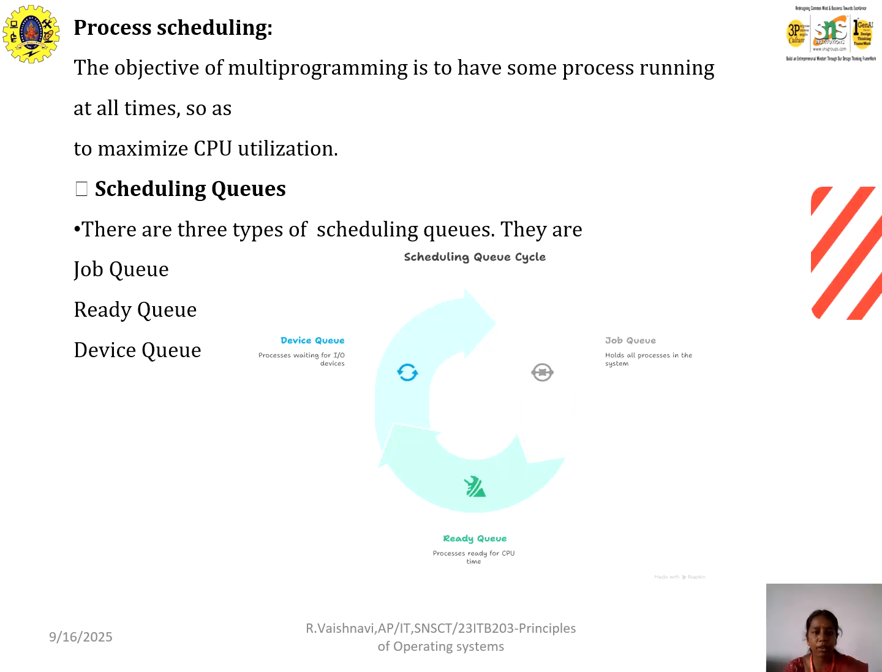Next one will be the process scheduling. The objective of multiprogramming is to have some process running at all times, so as to maximize CPU utilization. Here we have the scheduling queues. In scheduling queues, we have three types. First one, job queue. Second one, ready queue. Third one will be the device queue. In the device queue, the processes wait for input output devices. In the job queue, it holds all the processes in the system. And the ready queue holds processes ready for the CPU.